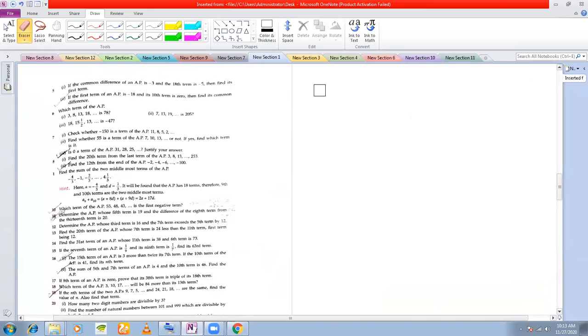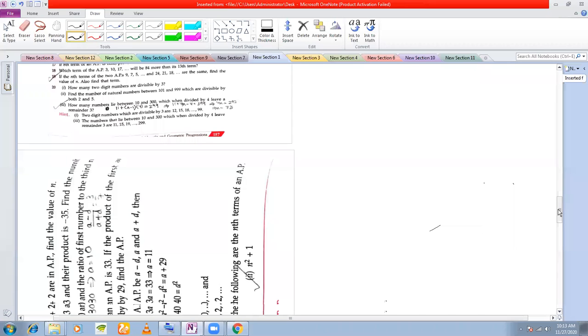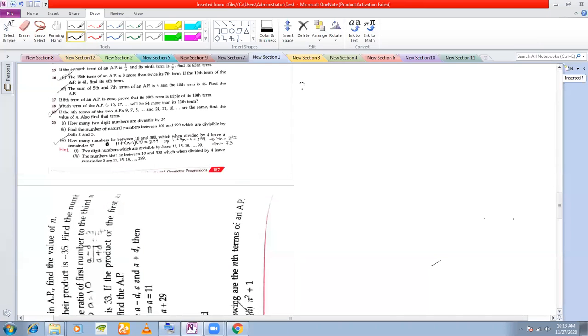Let us do the next question. And the next question is also an important question. 20 part 3. So you have 20 part 3. The question here is, how many numbers lie between 10 and 300, which when divided by 4 leave a remainder of 3?